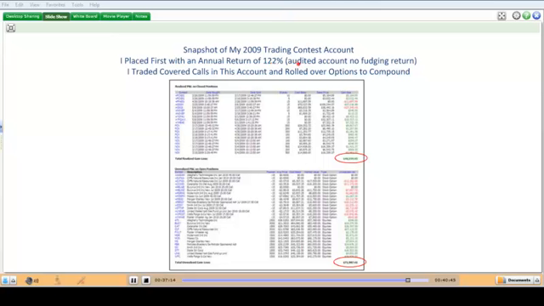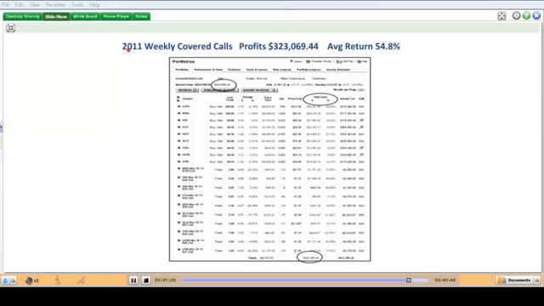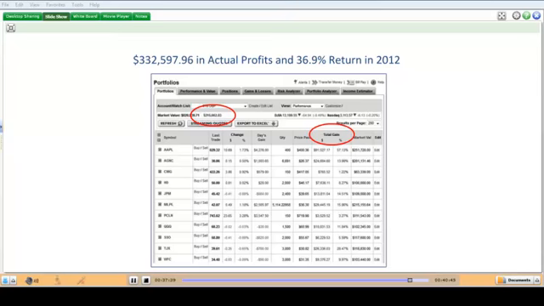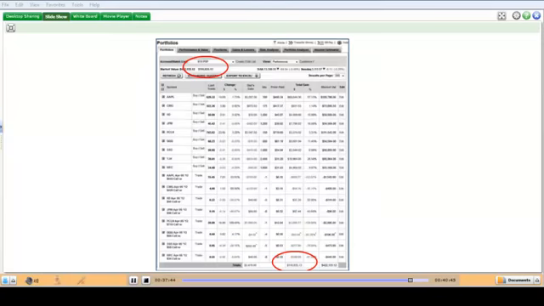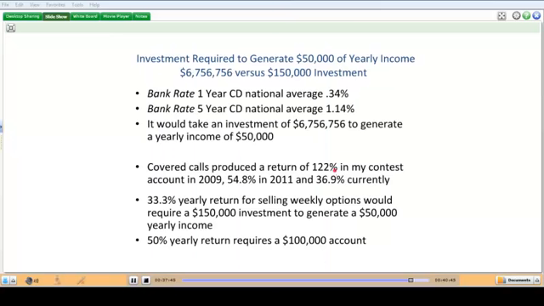And here's a snapshot from 2011. I had an average return in this portfolio of 54%. And here's a snapshot from 2012, average return of 36.9%. So what I'm doing here is setting you up for this next slide. In this slide, I want to take a look at the amount of investment capital required to generate $50,000 of yearly income using 1 year and 5 year CDs versus this weekly covered call strategy.